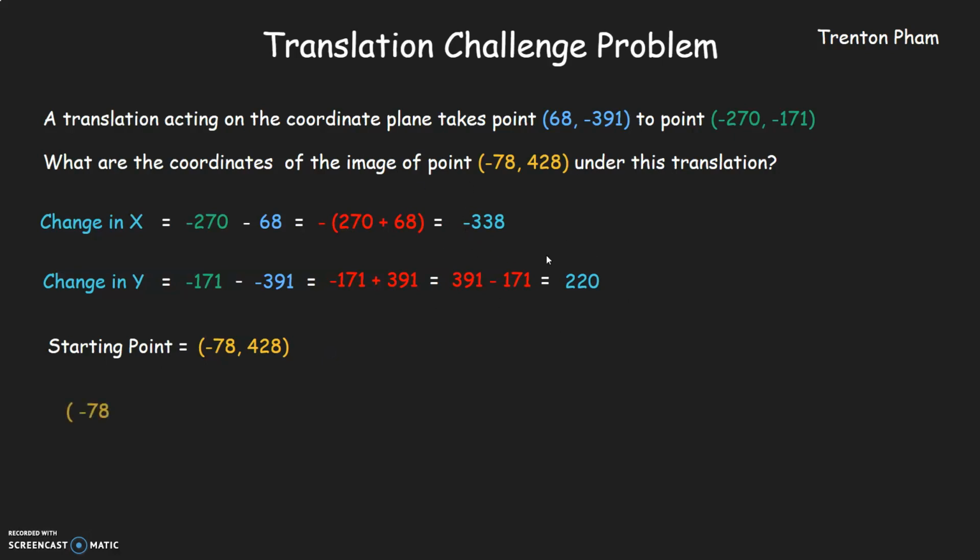We can do this by taking -78 and adding our change in x, which is -338, and taking the y coordinate of our starting point, which is 428, and adding our change in y, which is 220. In the end, this will leave us with -416 as our x coordinate and 648 as our y coordinate.